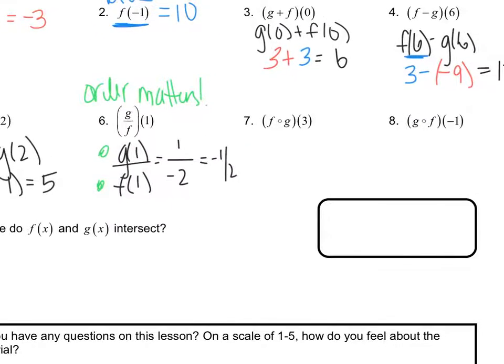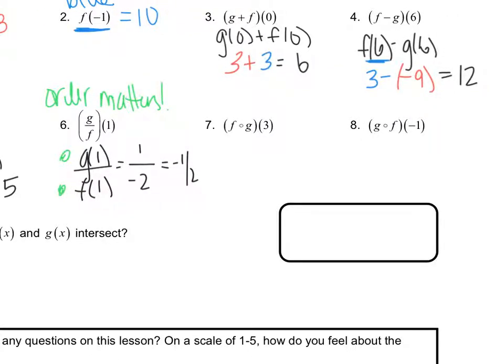The next two problems are going to be probably the toughest problems of the day, and actually there's a mistake on both 7 and 8. For number 7, this should be a -1 inside the parentheses, and for number 8, this should just be a 1. So go ahead and fix those first.